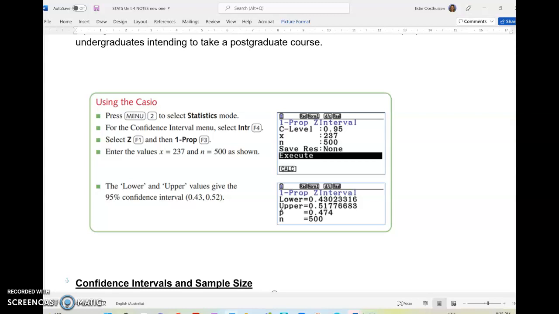Our X will be the number of people with that specific characteristic. So the people who will do a postgrad course was 237. The sample size was 500. And if you just execute that, you get your lower and your upper values of the confidence interval. Okay, so it's pretty easy on the calculator, as you can see.